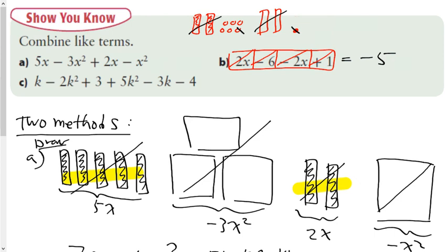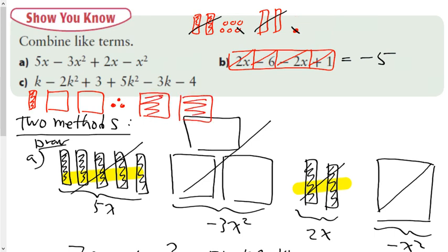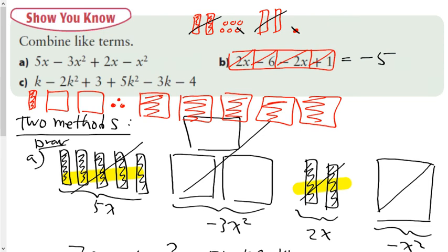And the last question, C. A k is the same thing as an x. We'll just keep it like that. Negative 2x or k squared looks like that. Positive 3 is going to be 3 integer chips. Positive 5x squared, negative 3k or negative 3x. Remember, the variable doesn't matter in terms of these shapes. K's, x's, m's are all the same little rectangle shape. And negative 4. Okay. So now what we're going to do is we're going to combine.